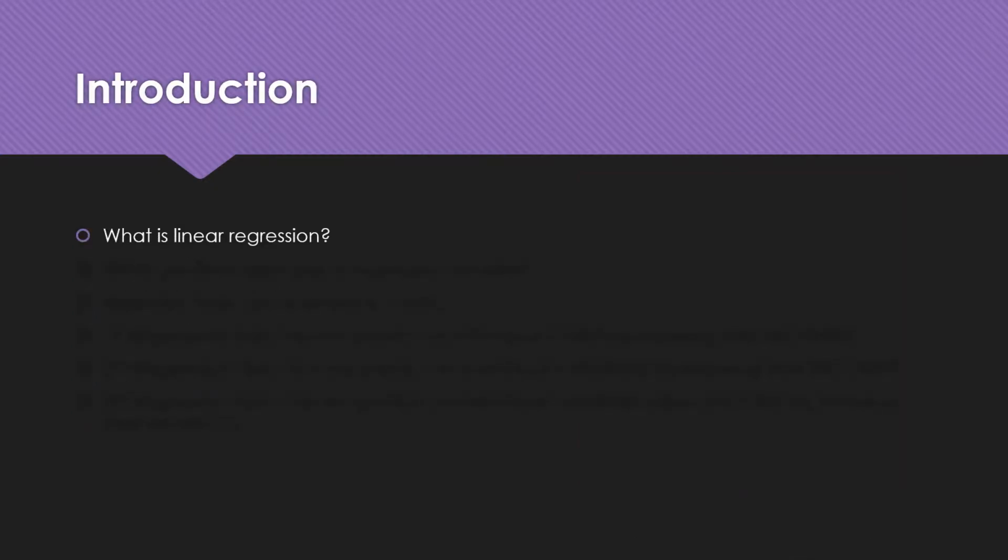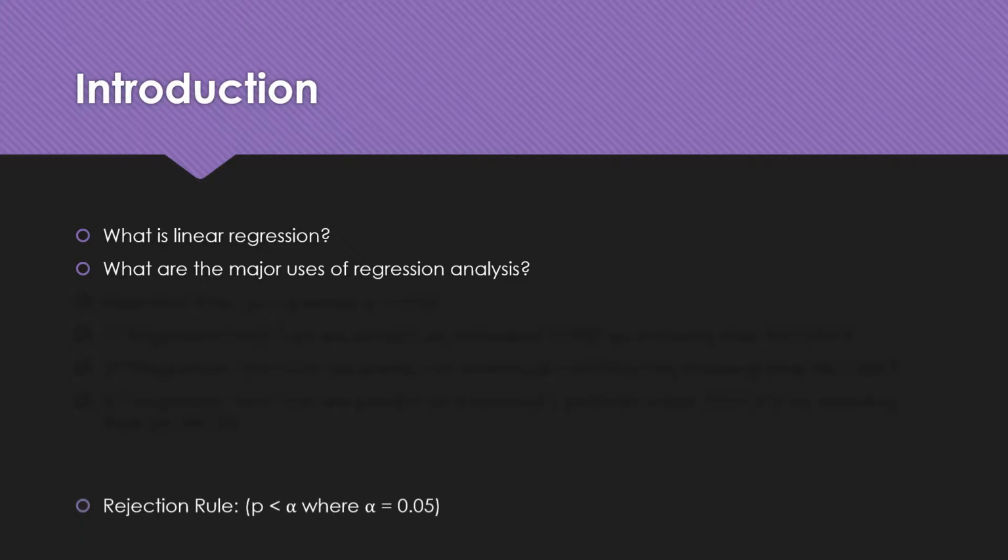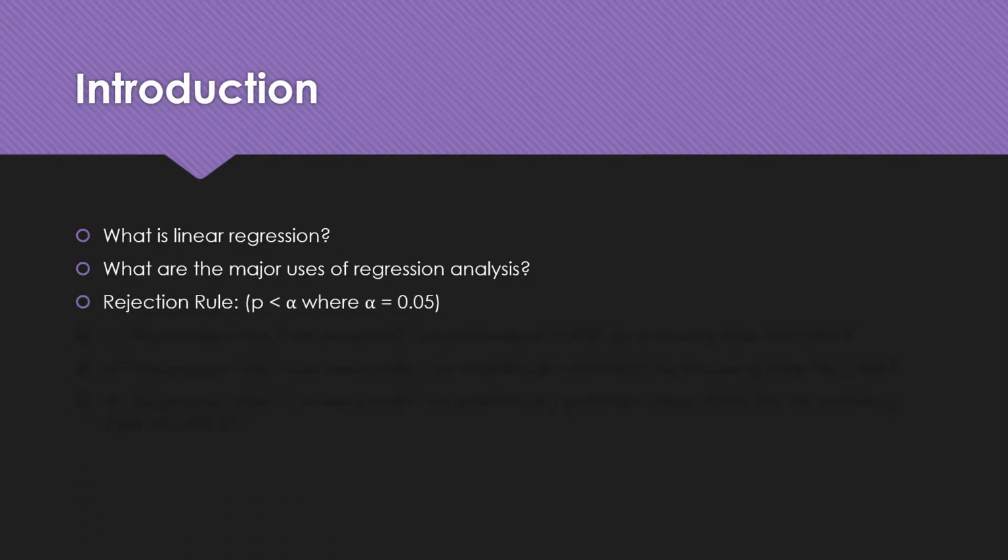First, what is linear regression? Linear regression is a basic and commonly used type of predictive analysis. What do we use regression for? We can use regression for determining the strength of predictors, forecasting an effect, or trend forecasting. Rejection rule: we reject the null hypothesis when p is less than alpha, where alpha equals 0.05.